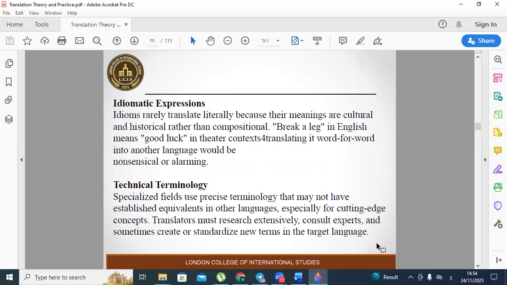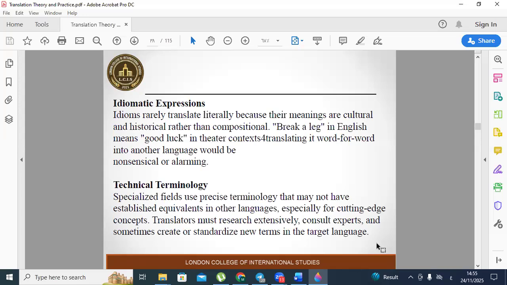Idiomatic expressions. Idioms rarely translate literally because their meanings are cultural and historical rather than compositional. "Break a leg" in English means good luck in theater contexts. Translating it word for word into another language would be nonsensical or alarming.